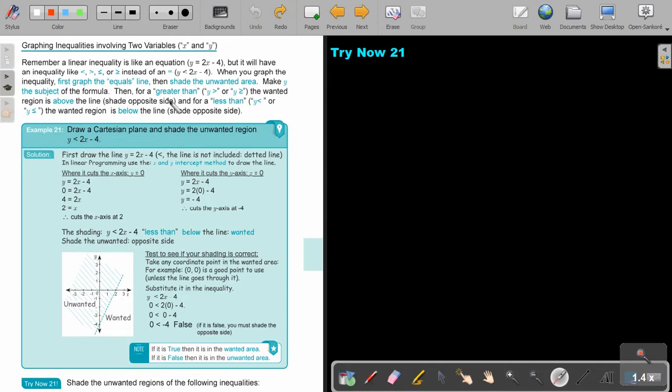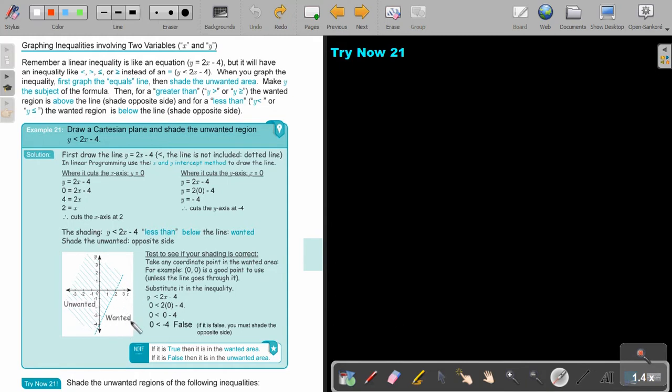Now just take note, I focus on the inequality sign. There's no equal sign, so it's a broken line. Now if I want to see if y is on this side, if it's smaller, there's the line, then it shows it's the bottom. If it's bigger, then it shows the top. So that means the bottom will be the wanted, and I shade the opposite one, the unwanted. But you can always test to see if your shading is correct.